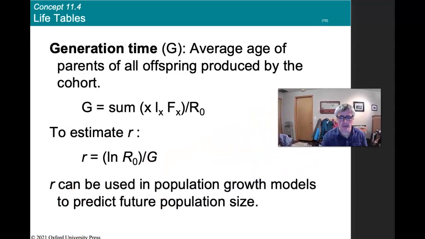Generation time, I mentioned this before, but generation time is the average age of all parents of all offspring produced by the cohort. So you've got individuals, 1-year-olds that are making babies all the way up to 8 years old. But in general, what's the average age of the parents? What's the average generation time? So it's the sum of age times lF divided by the R0. And you can estimate r from the generation time. It's the natural log of R0 divided by the generation time.